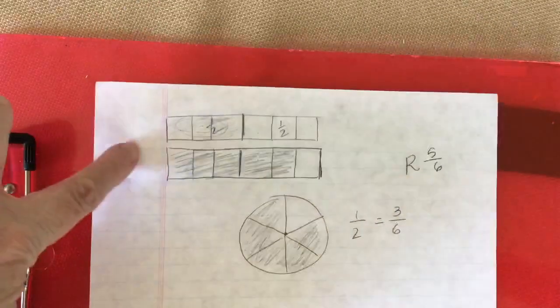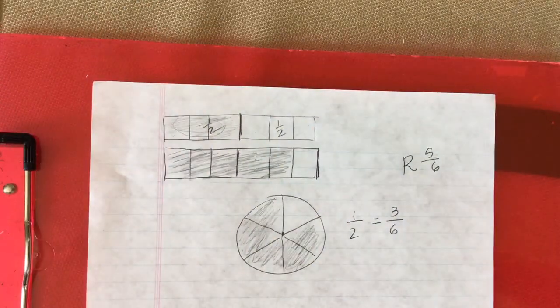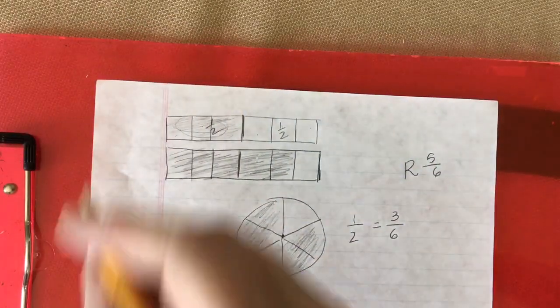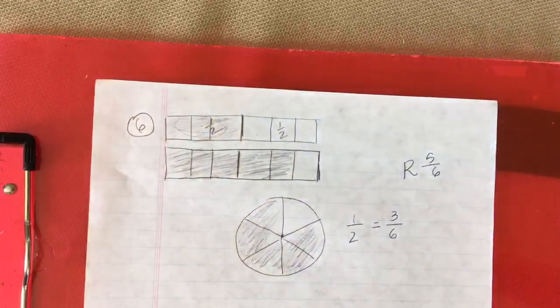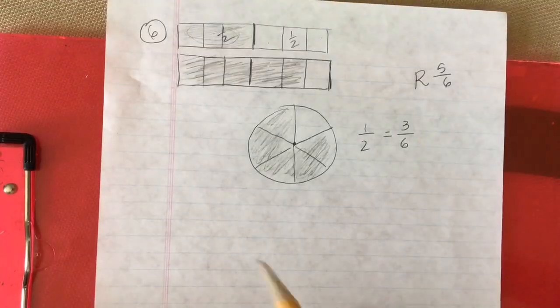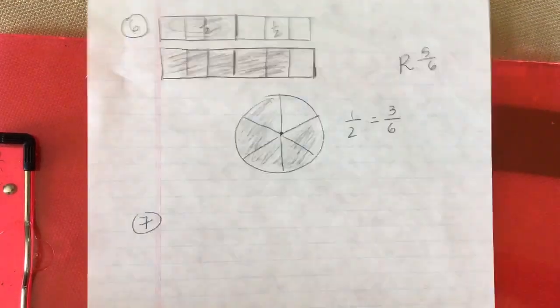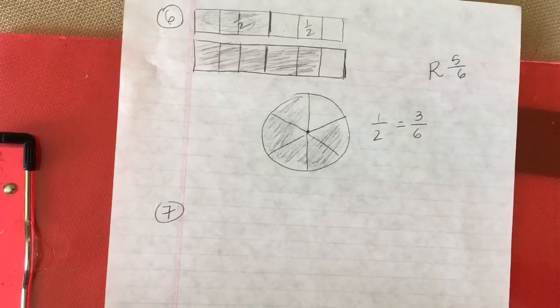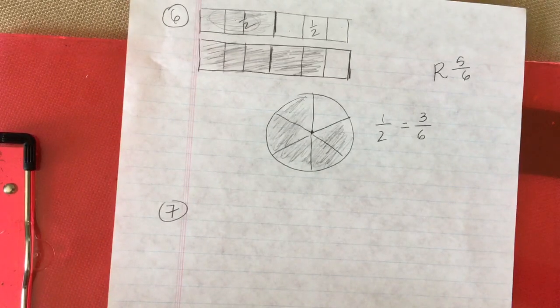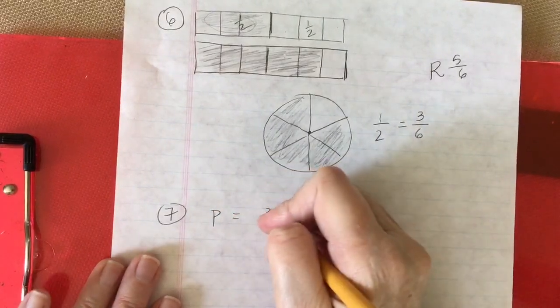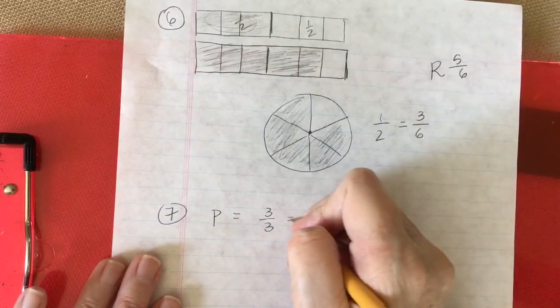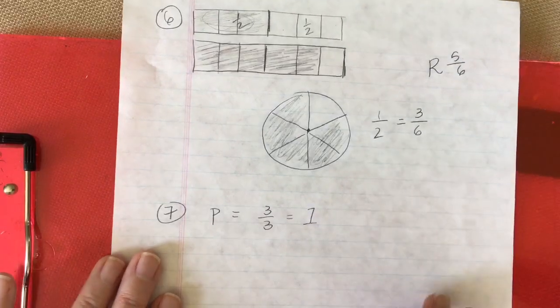Oh, I forgot to number this problem. That's important. That was number 6. Remember to always number your work so it's nice and organized. Okay. Number 7. Pearl used 3/3 of a yard. Hey, I know that that's a whole. Pearl, 3/3, which really is 1 whole.